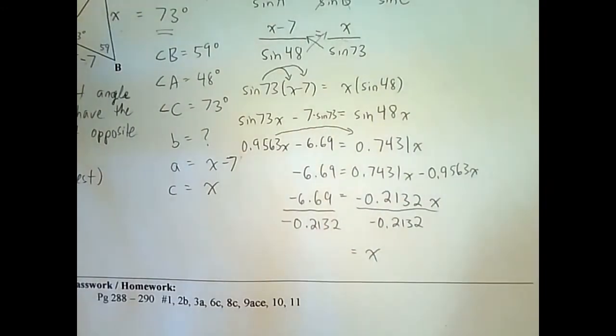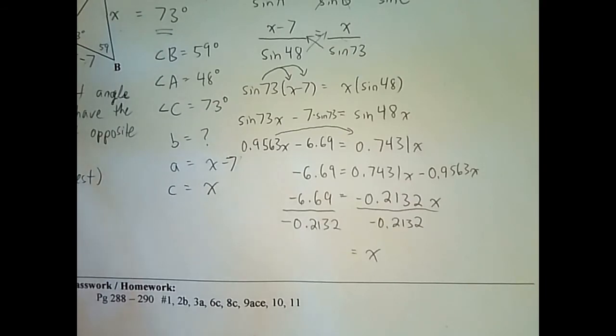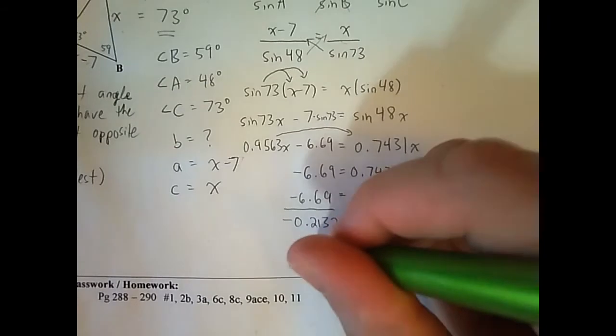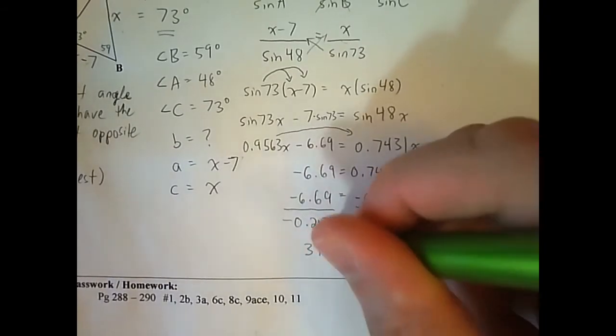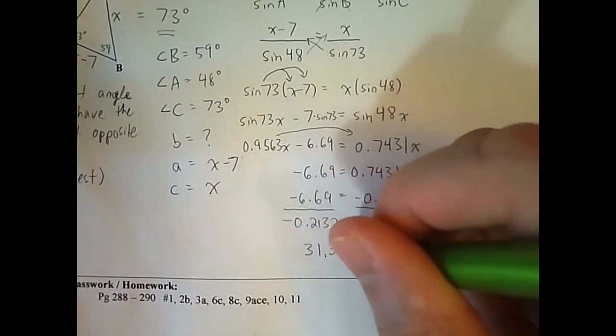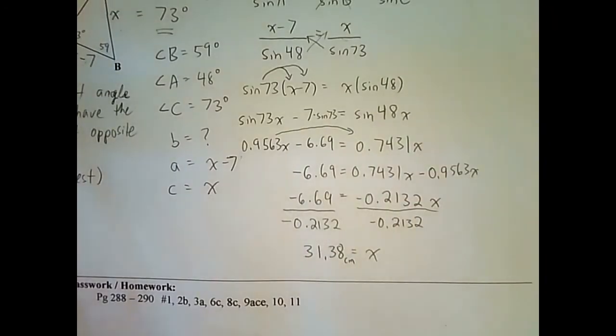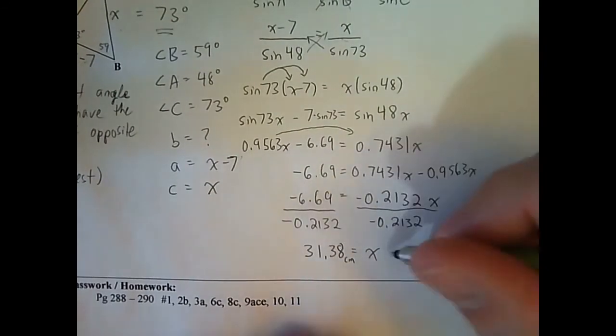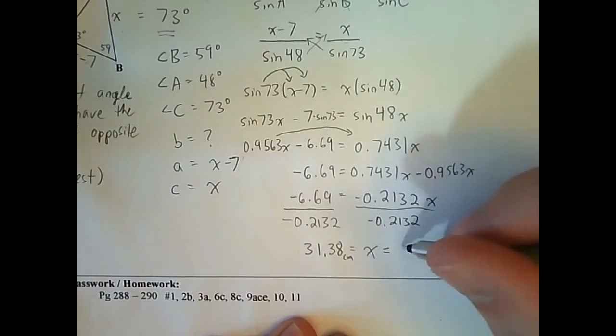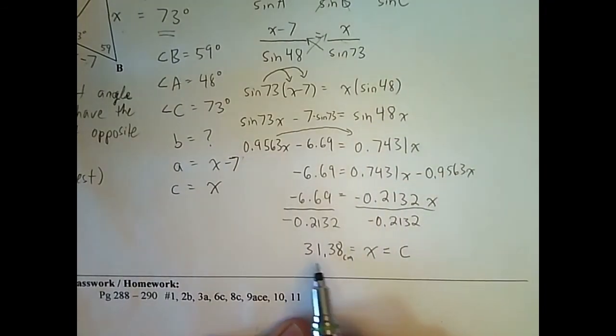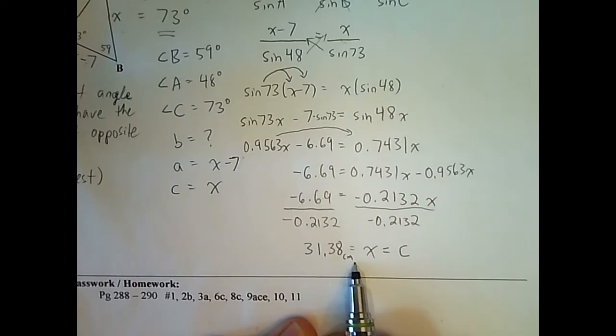So then I divide the two. I'm just going to double check my work. And I get 31.38 centimeters. So after all that work of using our sine ratio, and then isolating for the variable x, we have x, which is also, we said, side C, is equal to 31.38 centimeters.